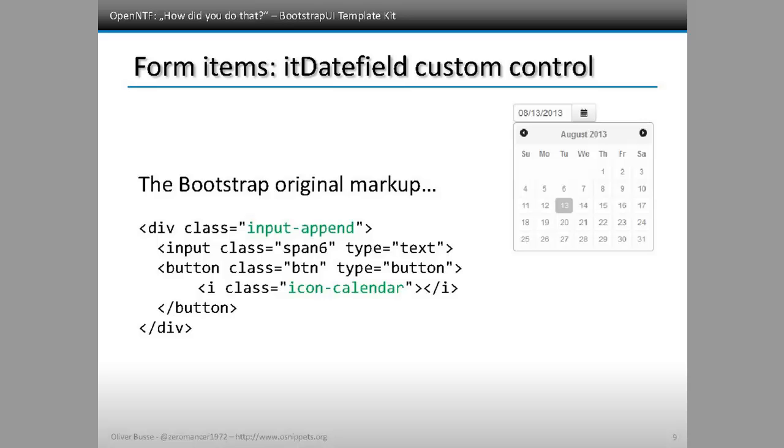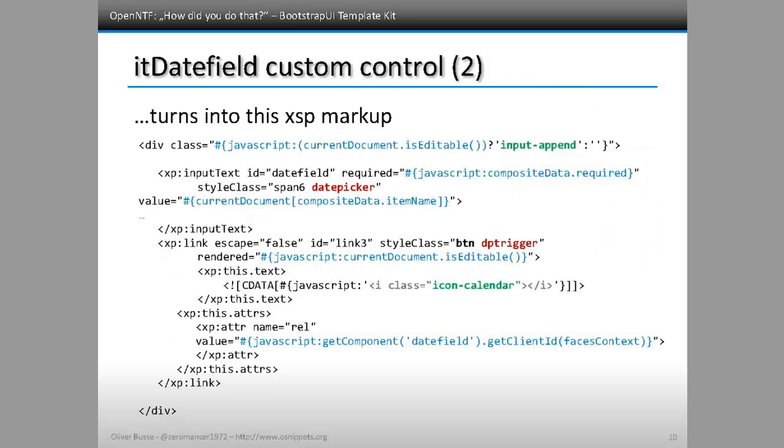This slide shows the original Bootstrap markup to achieve an item, as you can see on the screenshot, upper right side: a date field, or a field with a calendar icon button aside. So to transform it, to make it reusable, and to bind it to your data source, I had to define the corresponding XSP markup. I tried to highlight the classes and the elements that are taken from the original Bootstrap markup. As you can see, there is a div around everything with a special class, the input append.